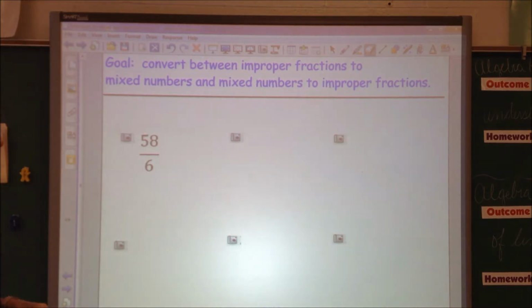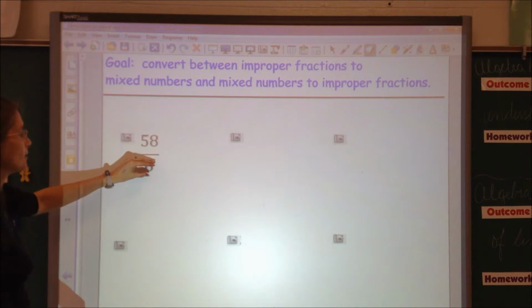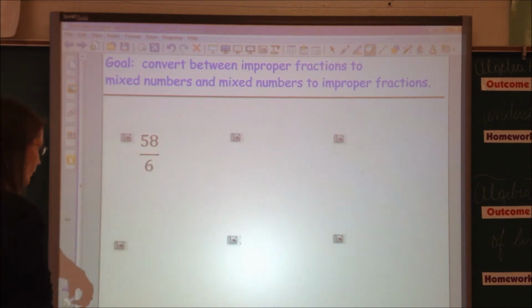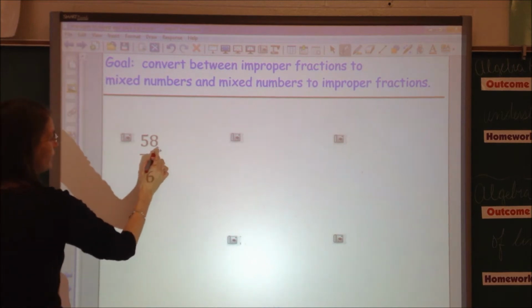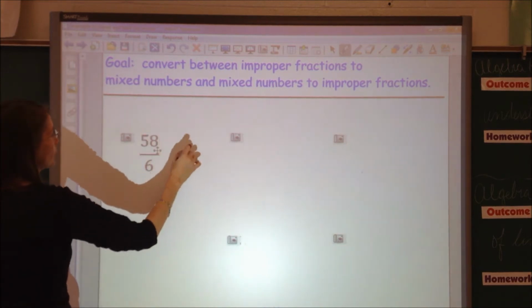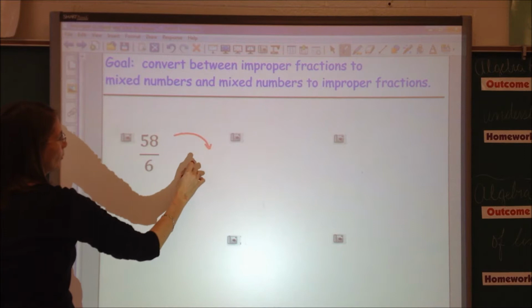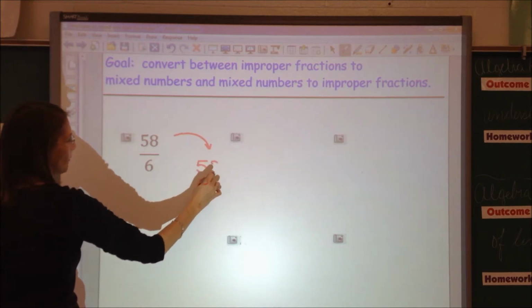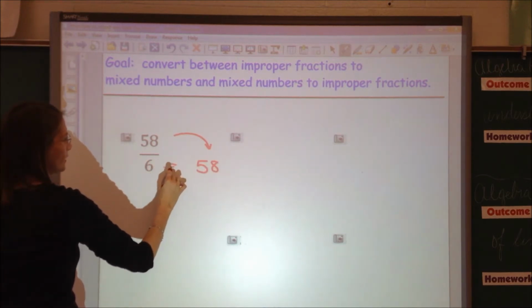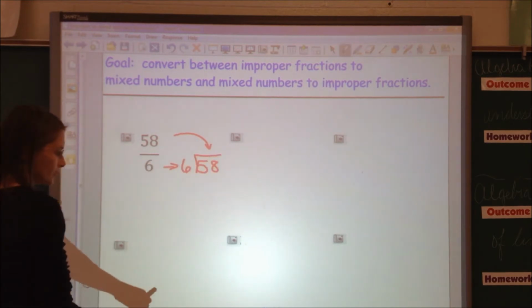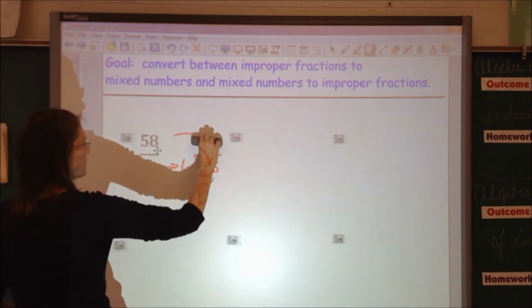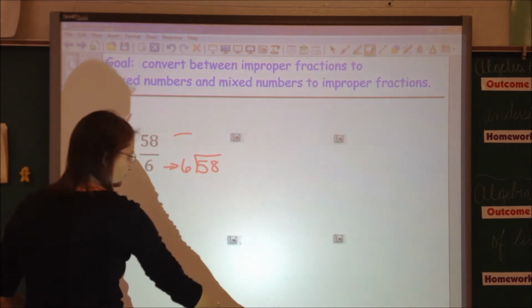That is an improper fraction because the top number is bigger than the bottom number. So remember, we just talked about this when we were changing fractions to decimals. This line means to divide. So I'm going to dump truck it over. Put my 58 over here, and my 6, I just slide him right over, and then this line goes right in between there, and we're going to divide. 58 divided by 6, and I'm going to erase this sum.